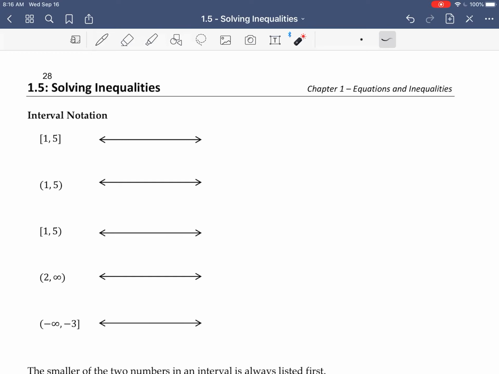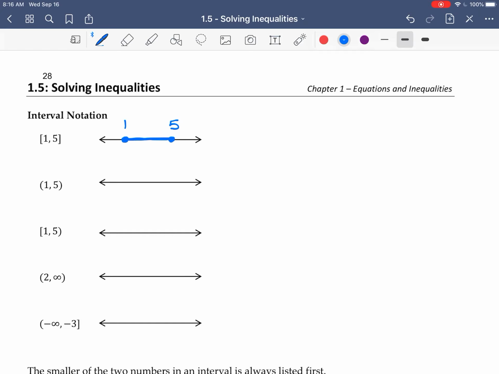So let's just look at this first interval. The square brackets mean that you include that endpoint. A round bracket means that you do not include that endpoint. So if you wanted to draw this on a number line, this arrow thing is our number line, this interval would go from 1 to 5, and I fill in the endpoints because they're included. And it's all of that area there.